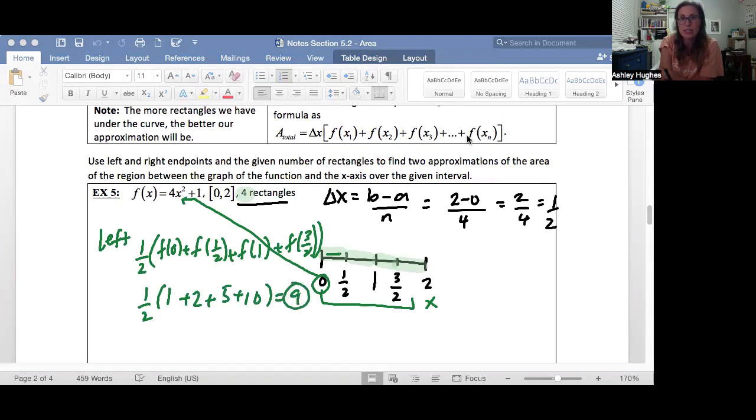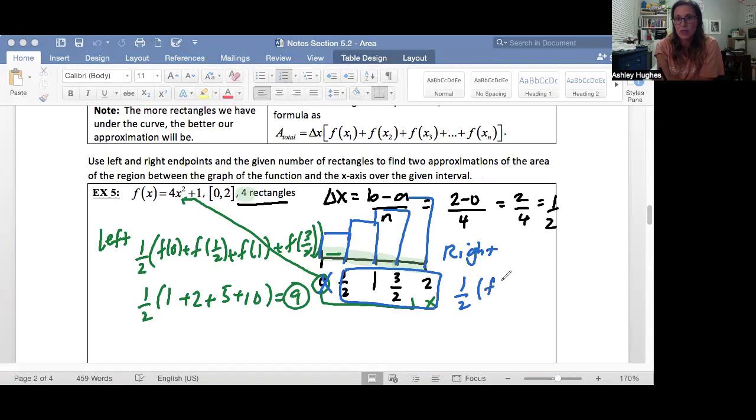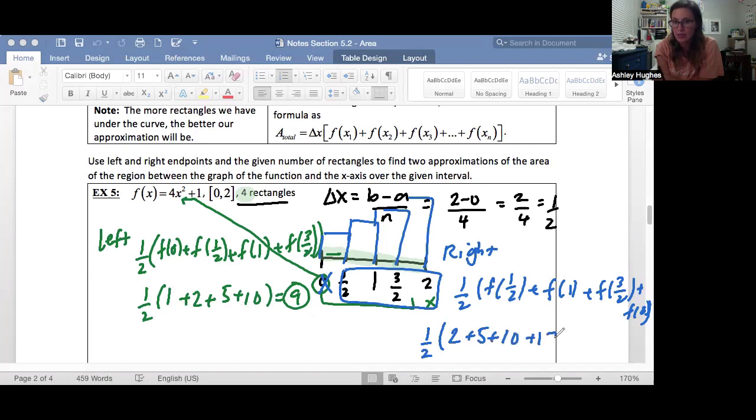Now, if I do my right hand, the width is still 1/2, but instead I leave out this one and I use these guys. Now you're drawing your rectangles over this way to find your heights, to find your areas. So f of 1/2 plus f of 1 plus f of 3/2 plus f of 2. If it's an increasing function, this is going to be an overestimate. So 1/2 times 2 plus 5 plus 10 plus 17, and we get 17 as our answer. So that's an estimation of a left-hand sum and as a right-hand sum.